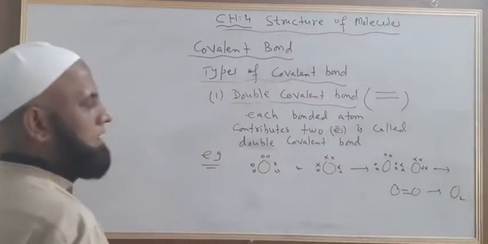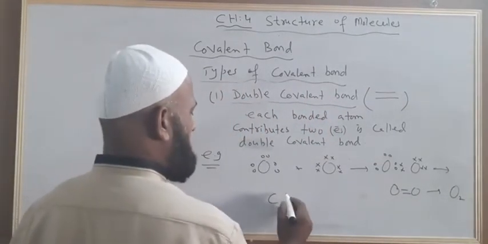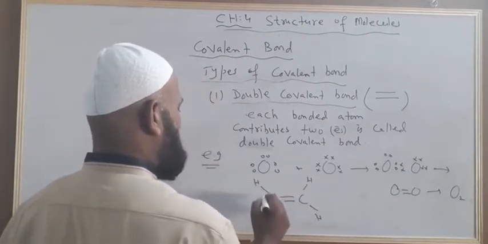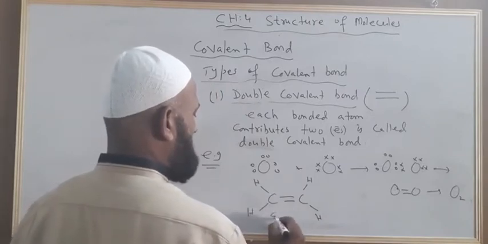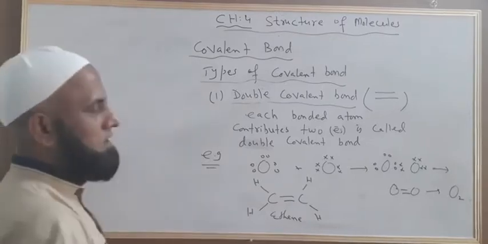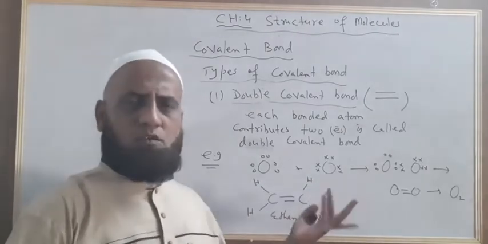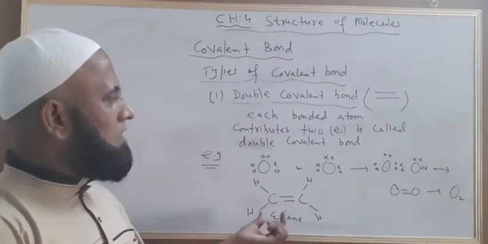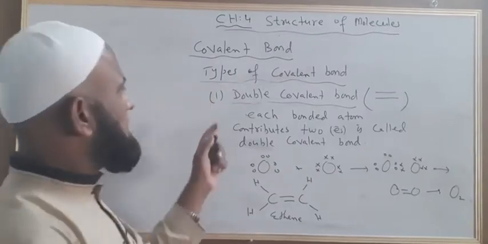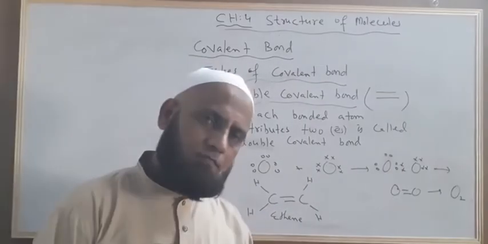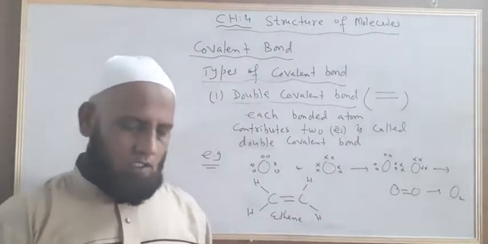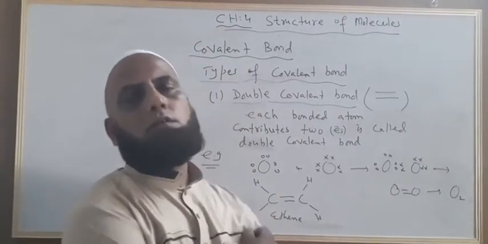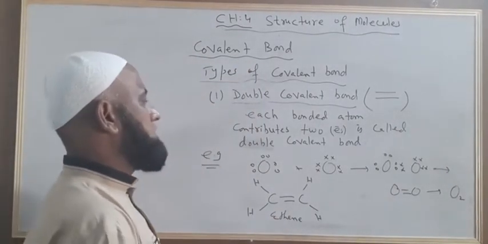Another example is the formation of a double bond in ethene. You may give only 1 or 2 examples, it's up to you. Don't worry. The formation of ethene, and other examples are also there. So this is the formation of double covalent bond. What's a double covalent bond? The bond in which 2 electrons are contributed by each bonded atom is called double covalent bond.